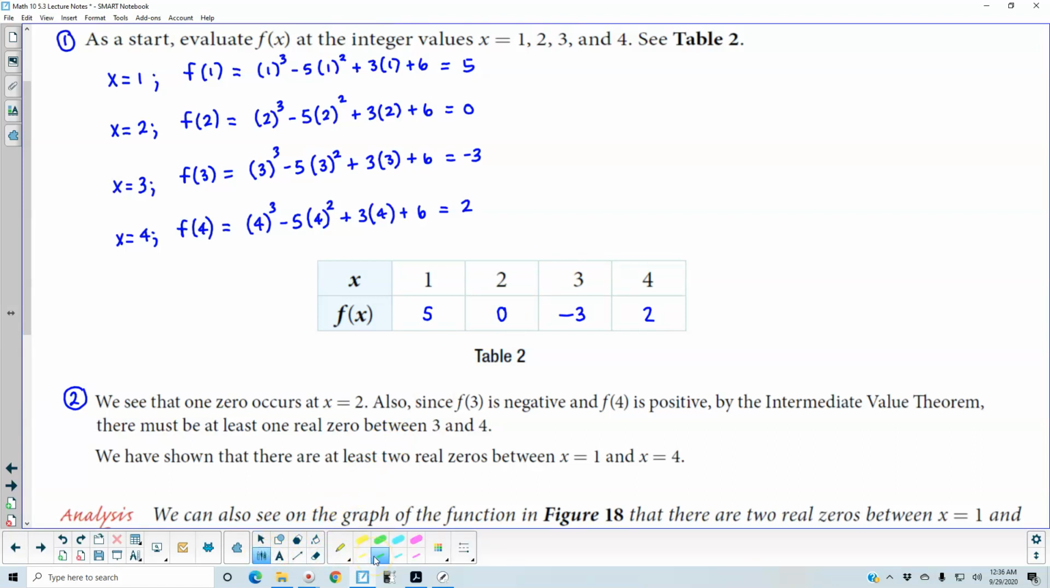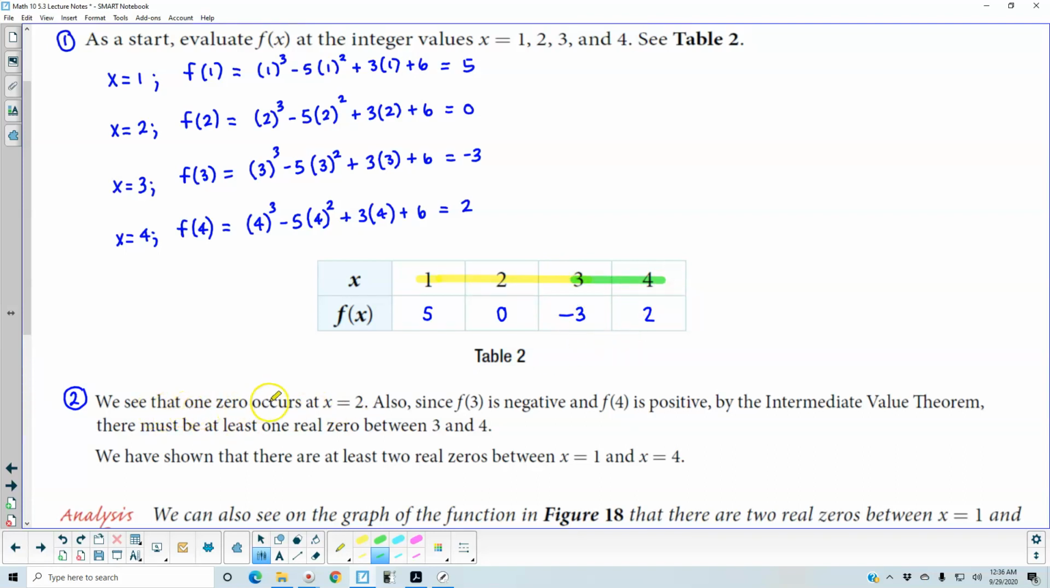So let's take a look at this though. We know that between 1 and 3, it's going to go from a positive to a negative, because 0 is neither positive nor negative. So between the values of 1 and 3, we have a 0. And then from 3 to 4, we can see that it goes from negative 3 to a value of 2. So there's a 0 that's going to exist over here.